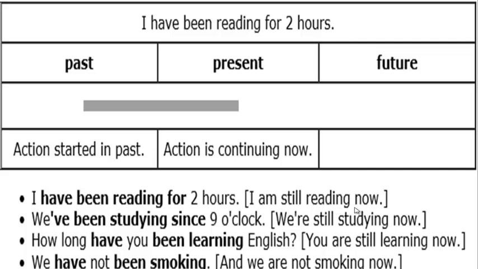The action is continuing. We've been studying since 9 o'clock. It means that I started studying at 9 o'clock and we are still studying right now. How long have you been learning English? It means that you are still learning now. We have not been smoking and we are not smoking now.